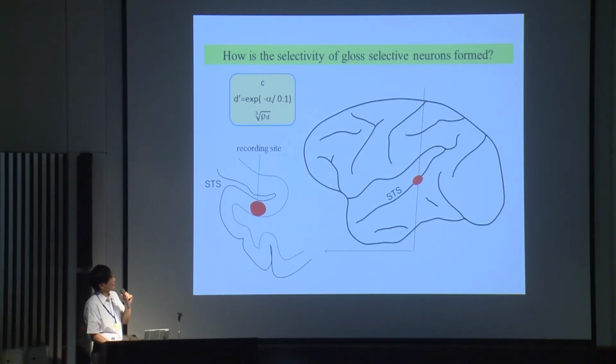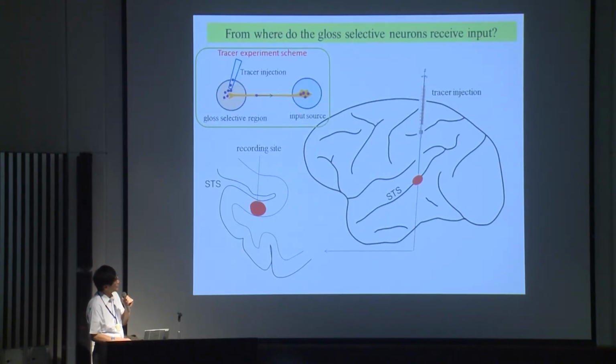But the short answer to this important question is no, we don't know yet. However, to obtain some hint on this important question, we recently conducted an anatomical experiment to know from where this region where gloss-selective neurons are located receives input in the visual cortex. So we injected a retrograde tracer into the area in CIT where we recorded gloss-selective neurons. And this slide shows schematically the concept of the retrograde tracer injection experiment.